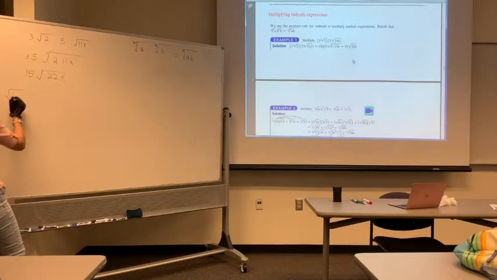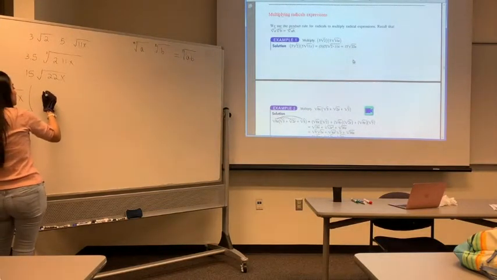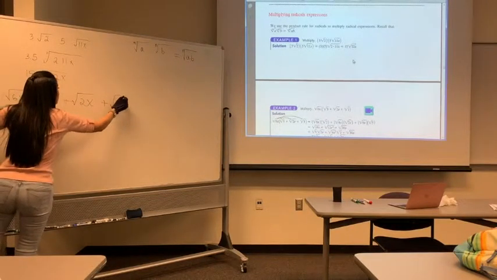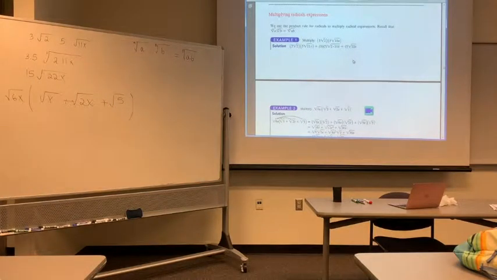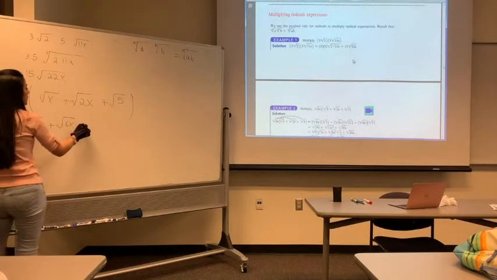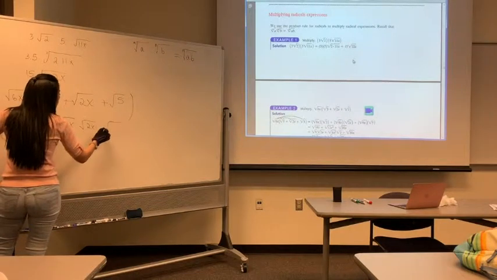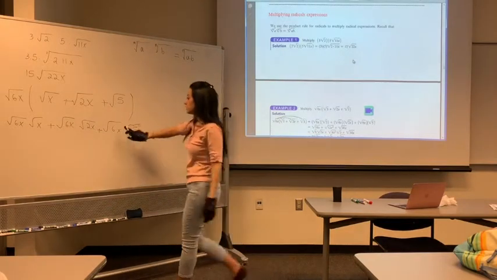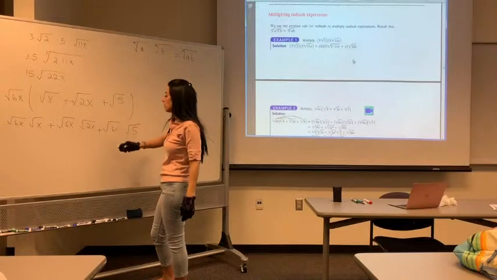The other question says we have radical 6x outside of the parenthesis, and we should multiply this to everything inside the parenthesis. So distribute this radical 6x to each term inside the parenthesis. So we have radical 6x multiply radical x plus, again, radical 6x multiplies to radical 2x, again, radical 6x multiplied to 5. Be careful, these are on the radical, okay?